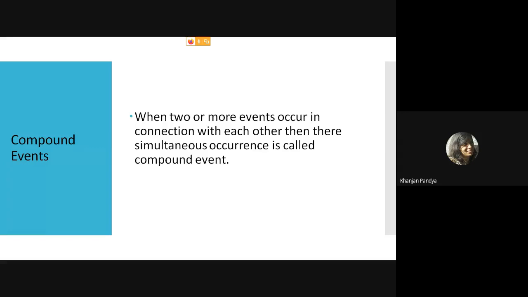Suppose in a carom, we are having a queen, and after that we'll have to throw a die and have another, and we'll have a red or black or white. Okay, so that is the compound event.